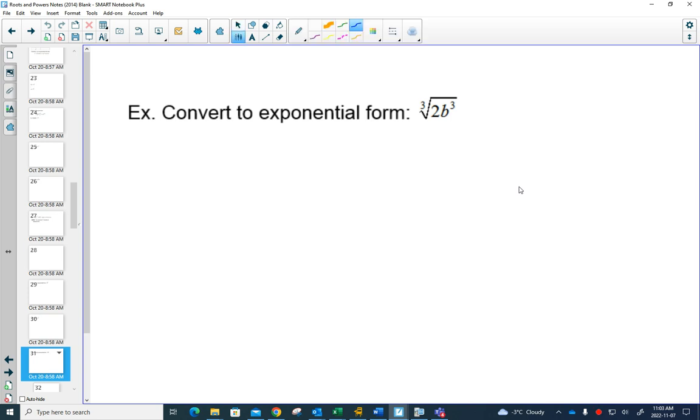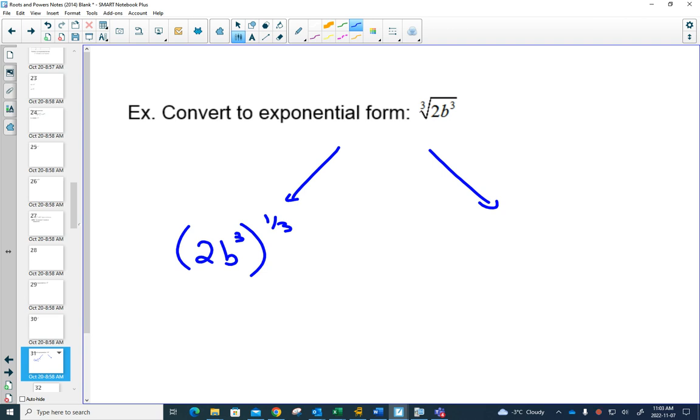So, converting to exponential form. Exponential form is when you write everything with exponents as fractions. You have two options here. Option 1 and option 2. Option 1 is right away you change the cube root. And what do I change the cube root as an exponent to? 1/3. That's option 1. Option 2, you simplify first.